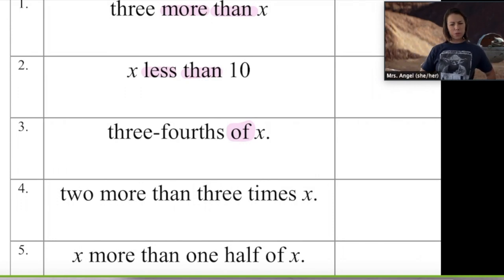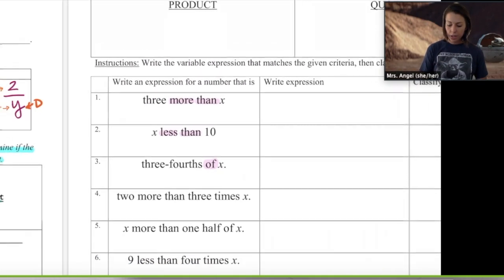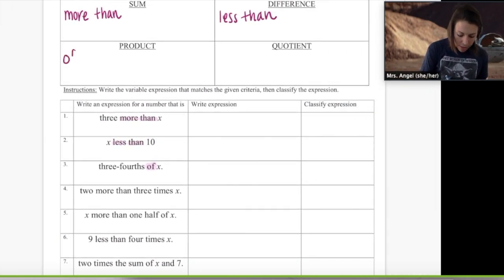What did I just say? Multiply? Actually, yes. Of means multiplication. So we can write of in our product box.